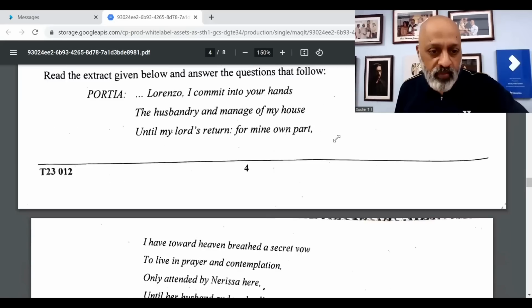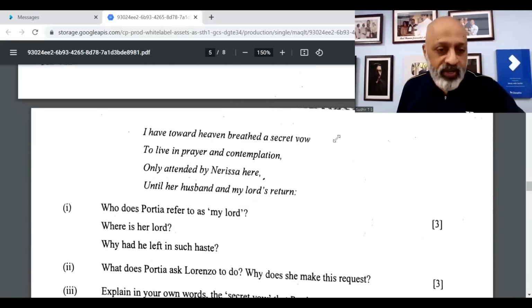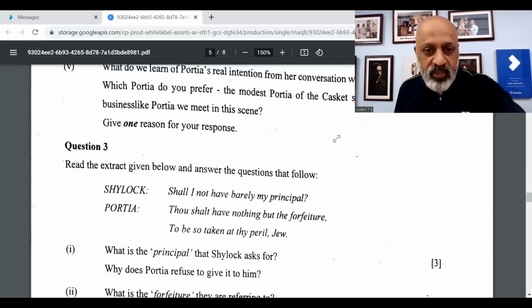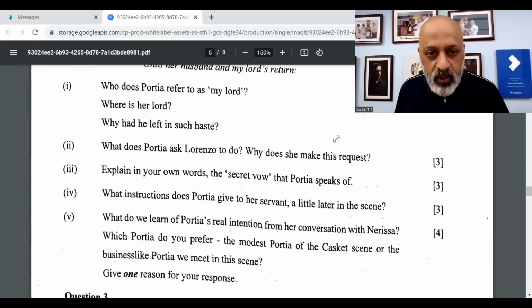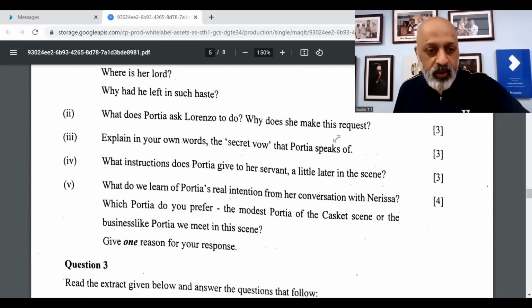The first one is from Act 3. So Act 3, one extract, and the second extract is from Act 4, the trial scene, right? So pretty simple. Again, explain in your own words a secret vow that Portia talks about. So, essentially trying to test how much you know the text, right? The story and the plot and the text.